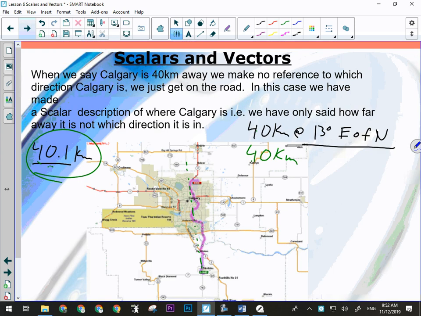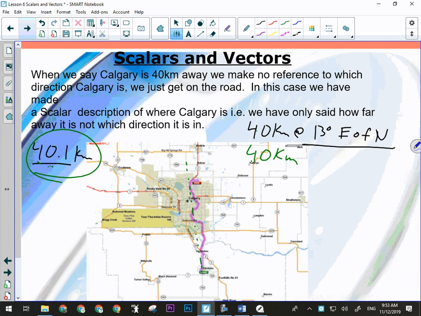Okay, so like we were saying here, we say Calgary's 40 kilometers away. We make no reference to which direction Calgary is. We just get on the road and follow it. In that case, we've made a scalar description of where Calgary is, and we've given the distance because distance is scalar. If I say that Calgary is 40 kilometers, 13 degrees east of north, then I've given you a vector. Which one's more accurate?